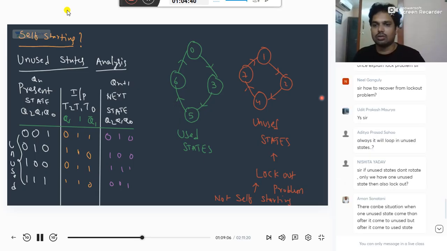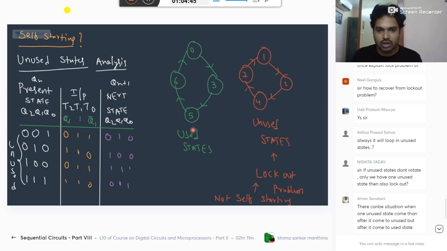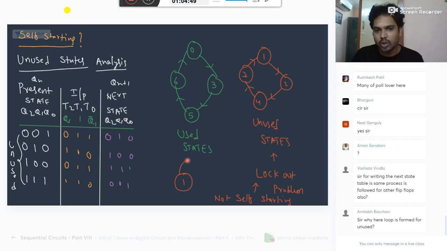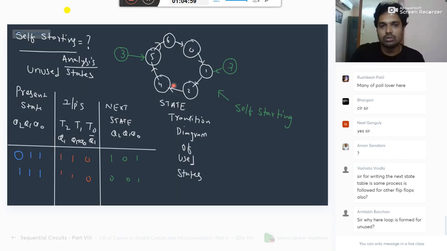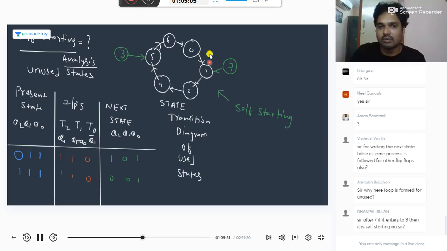Only one unused state is there. We don't know, it may form a loop with itself. Here, how to check lockout means whether it is coming back to your white part, that is used states. Whether 7's next state or 3's next state, whatever it may be, whether it is able to come back or not is what we call non-lockout.